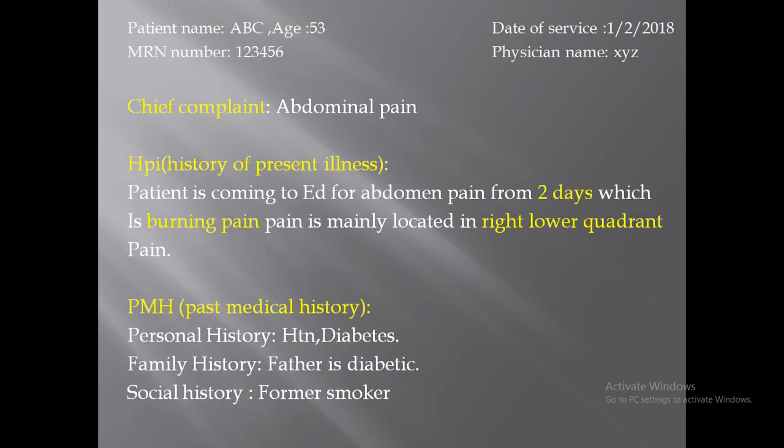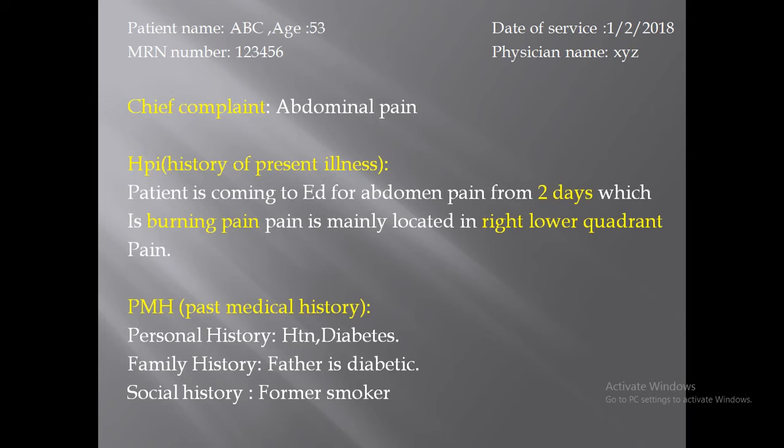So now the patient is coming with abdominal pain, which has been there for 2 days, and the type of the pain is burning pain, which is the quality of the pain, and the pain location is the right lower quadrant. And I want to tell you something, because in ED specificity is very important. Now the patient is coming with abdominal pain, so where the pain is, in the right lower quadrant, is more specific, and in ED specificity is very important.